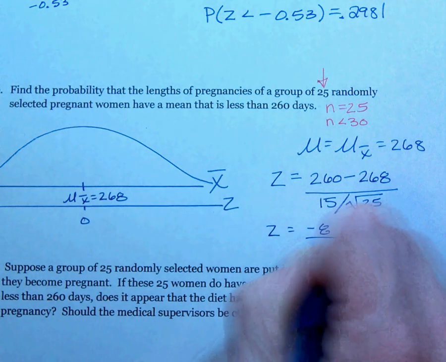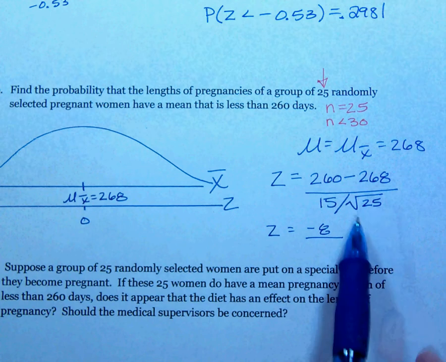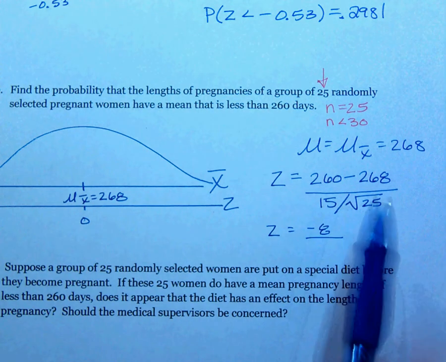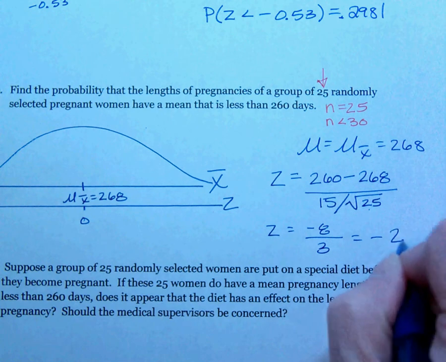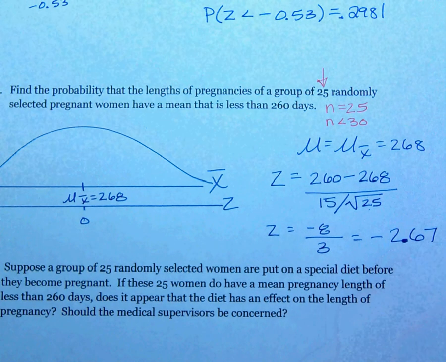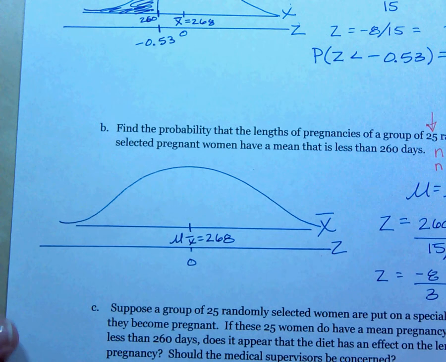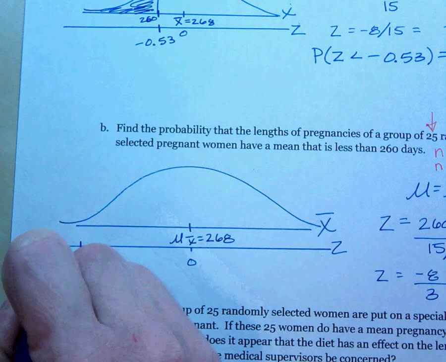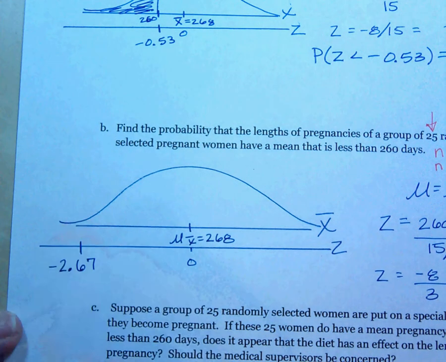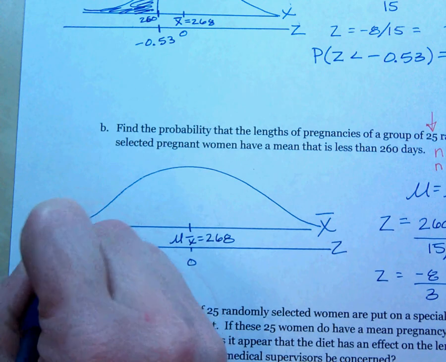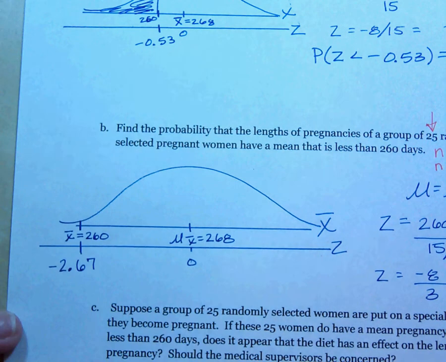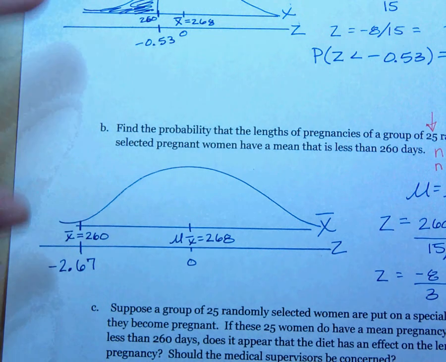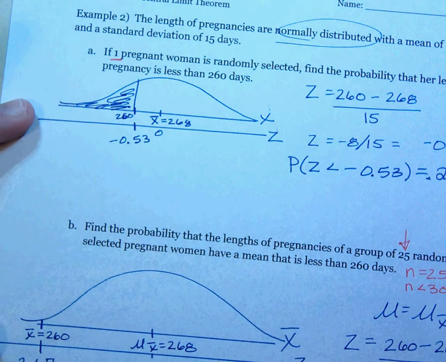So it's going to be negative 8 in the numerator. This is 15 divided by 5, so that's 3. So my z-score is negative 2.67. So now, a z-score of negative 2.67, that's going to be way over here. So that's going to correspond to a sample mean of 260 days.